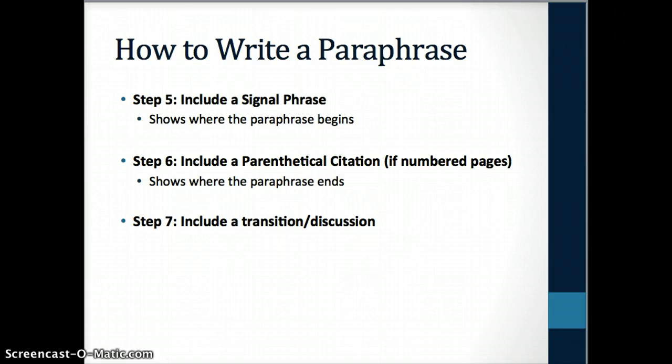Okay, step 5, include a signal phrase. A paraphrase is very similar to a summary in that you have to introduce it. Remember, a paraphrase is somebody else's idea, but it's your words. And because it's your words, it's hard to see where it starts if you don't use that signal phrase. So remember, author's last name or first name, or book title or article title, plus an action verb. Bob Smith argues in his article, blah, blah, blah.